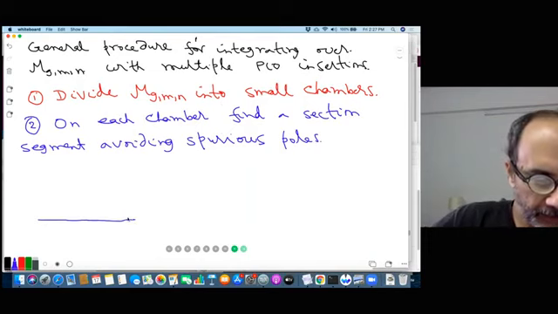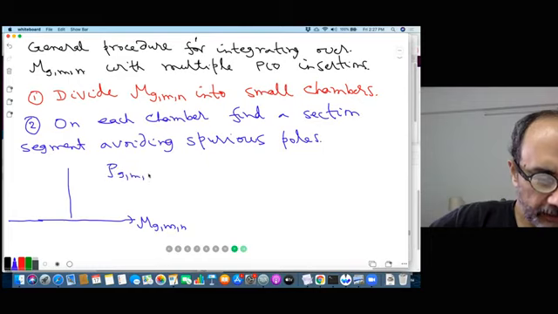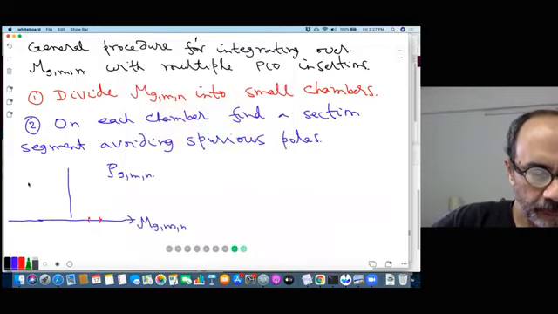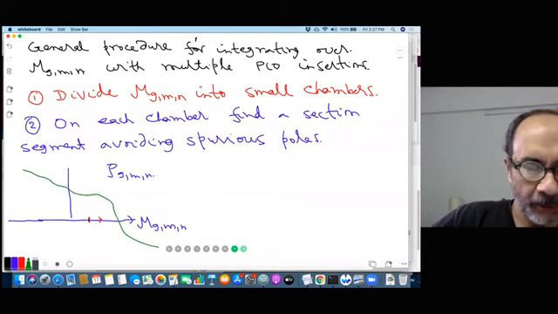Imagine that here you have MGMN. This is our PGMN. And we take some small segment of MGMN. And imagine that there is a spurious pole locus which goes to PGMN. All you are saying is that on this small segment, we erect a section segment which avoids the spurious pole. For example, we can put the section segment here. It certainly doesn't hit the spurious pole.